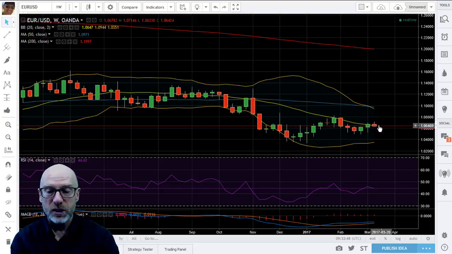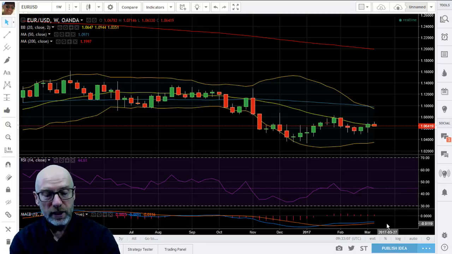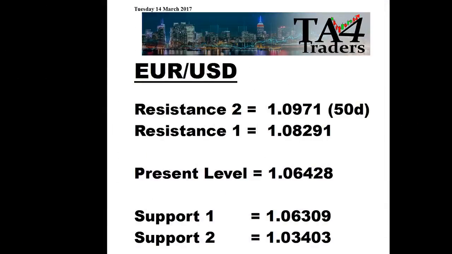If the daily does push forward towards the 108, which is the resistance here that we saw in February, that would then start to see the 20-day turn around somewhat. The RSI is very neutral on the weekly at 44.63 going sideways. MACD are okay.